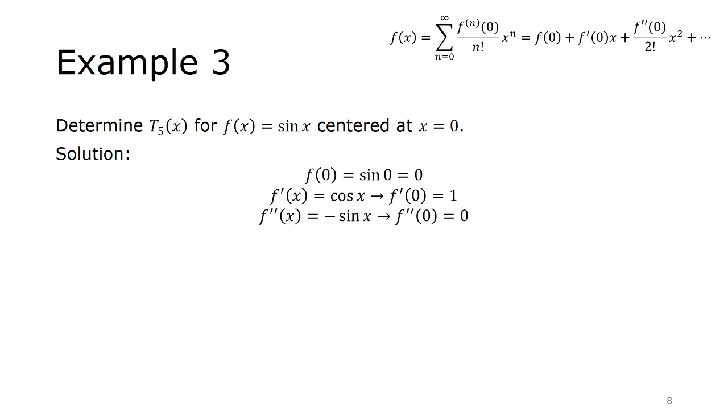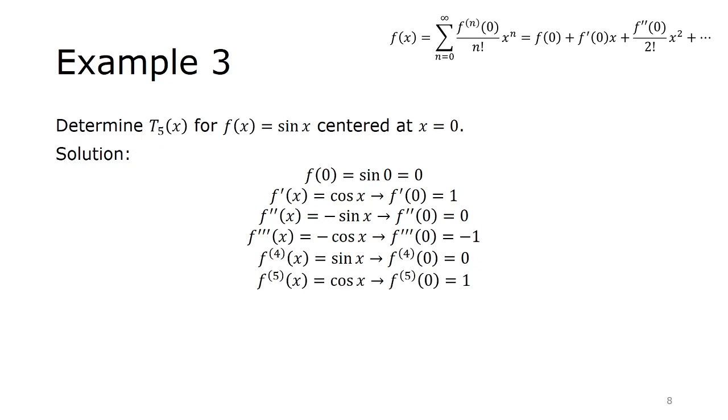The second derivative is negative sine x, which becomes 0 at x equals 0. The third derivative becomes negative cosine, so we get negative 1 as our coefficient. And then the fourth derivative is sine, back, and we've kind of looped around now, and so that's going to become 0 again, and you can see how that pattern continues.